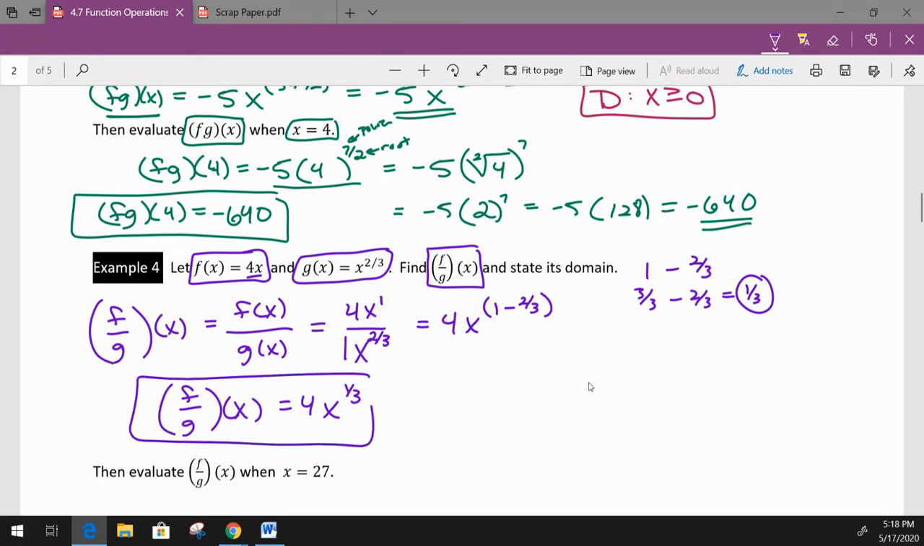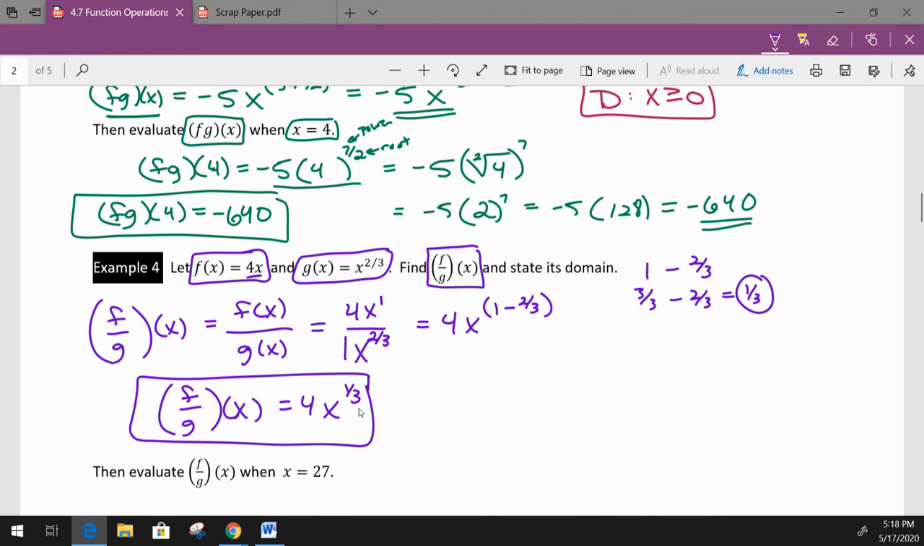Now, I will say that if by chance you ended up getting a negative exponent, then you would have to move that x to the denominator. So just be careful to simplify your negative exponents correctly. All right, so this is our simplified function.